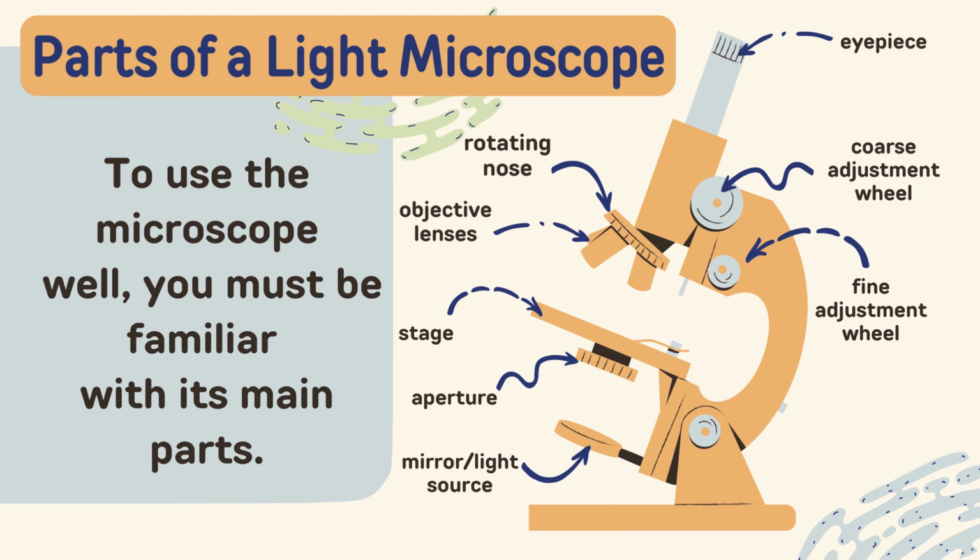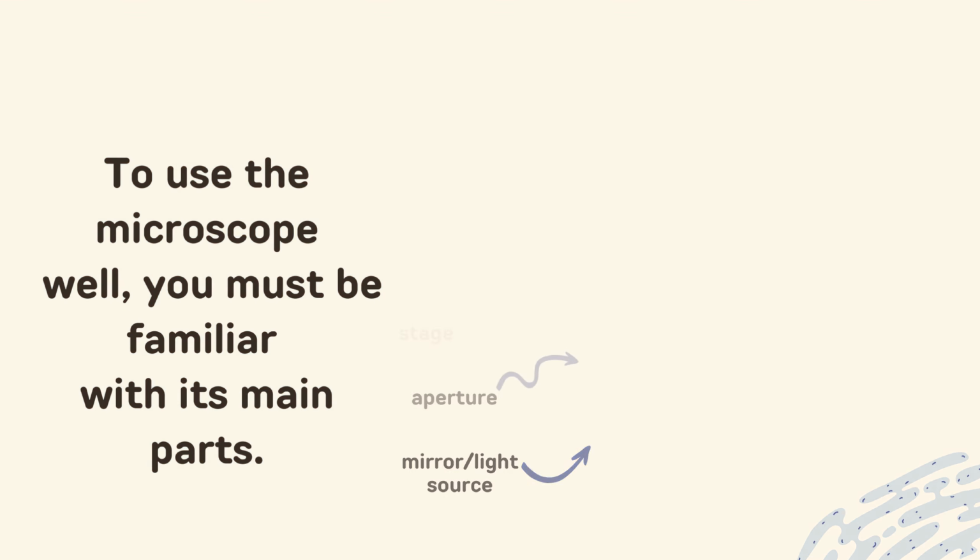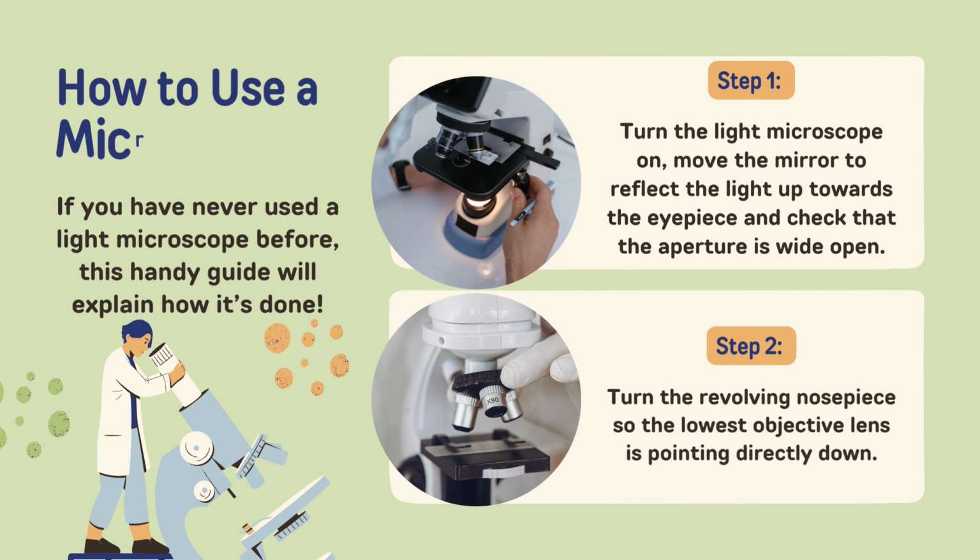Eyepiece, coarse adjustment wheel, fine adjustment wheel, rotating nosepiece, objective lenses, stage, aperture and mirror, and light source are the main parts of a light microscope. If you have never used a light microscope before, this handy guide will explain how it's done.